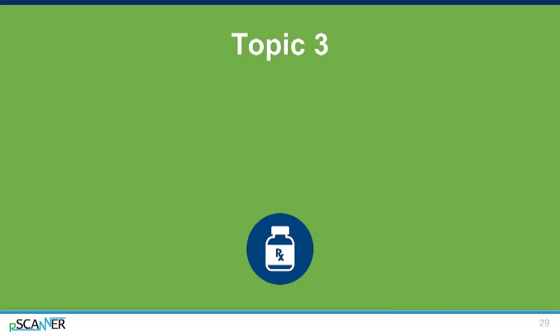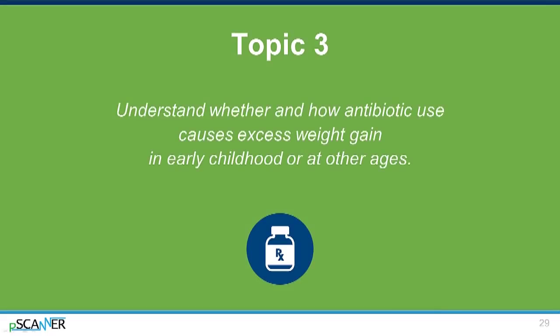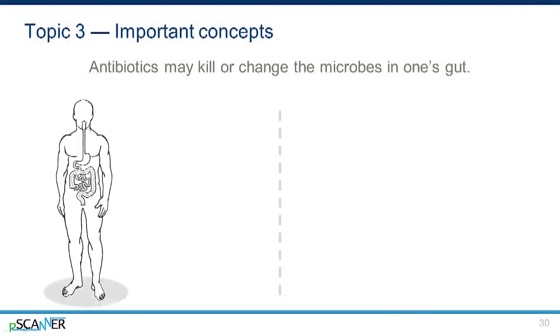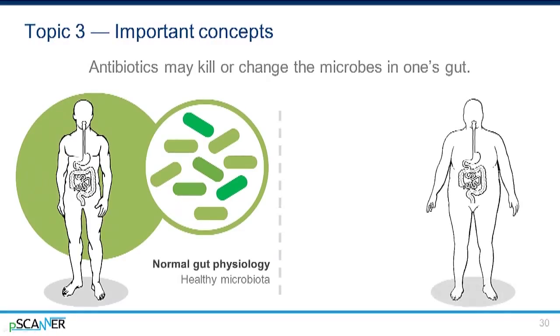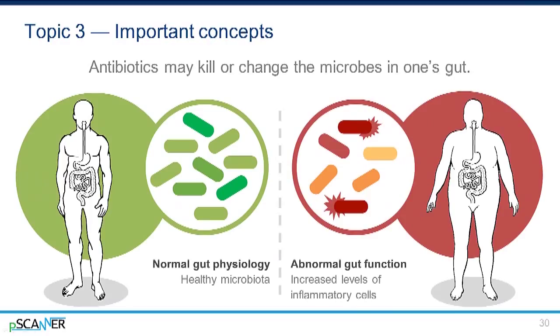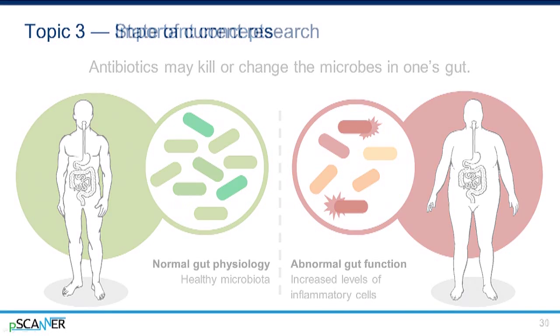Topic 3. Understand whether and how antibiotic use causes excess weight gain in early childhood or other ages. Antibiotics are designed to kill or change infectious agents such as bacteria in the body. But because they don't target just the agent causing a particular illness, the antibiotic may also kill or change the microbes in one's gut. This may then have a negative impact on the microbes that are associated with obesity and possibly other diseases, including asthma, allergies, and type 1 diabetes.